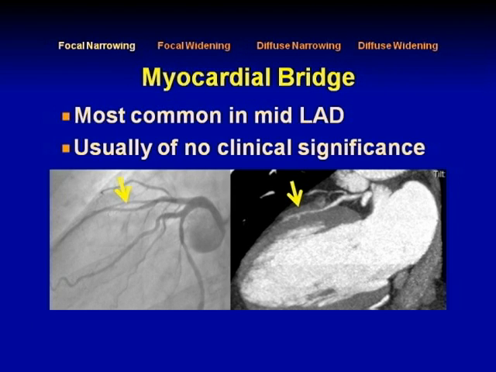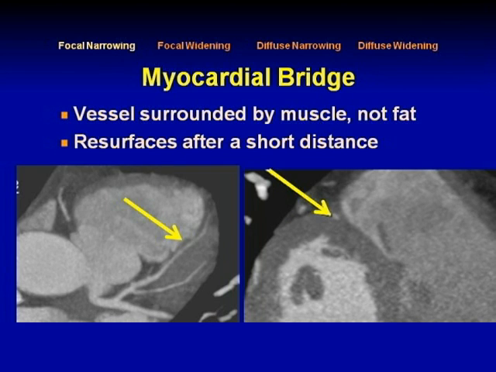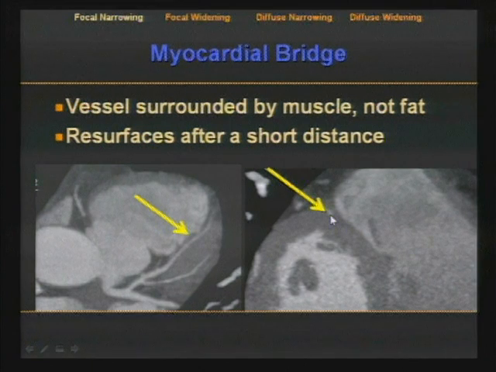Another cause for focal narrowing could be myocardial bridging. This is most common in the mid left anterior descending coronary artery. It's usually of no clinical significance. The vessel dives into the muscle and then reemerges, such that on the image on the right, you can see that the vessel here, even though it gets narrowed, usually the patients are asymptomatic, and you can see it's surrounded by muscle here, and later on it reemerges again in the fat.